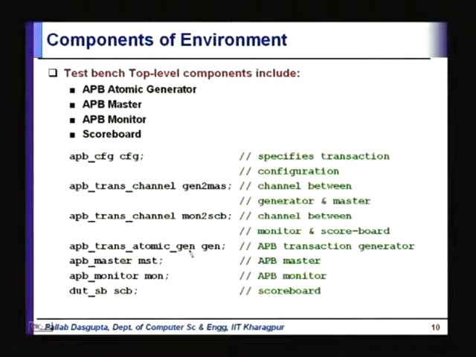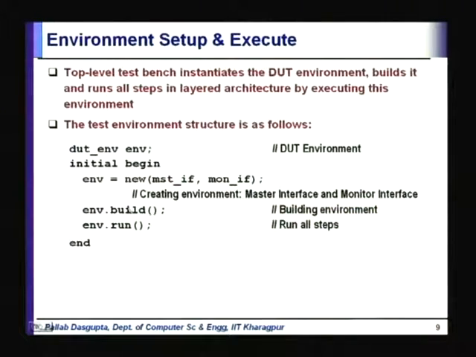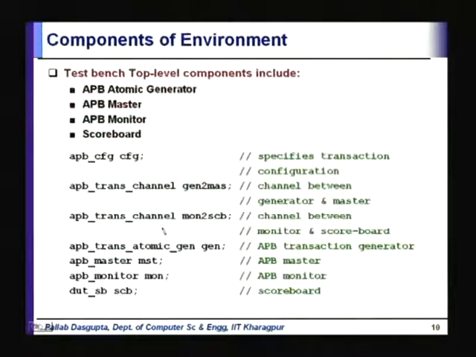So let us see this one. These are the components. These are the components which are going to be created and linked up when you call the env.build. So we have the APB CFG, which is the transaction configuration. This is a configuration file. Let us not worry about what it contains right now.